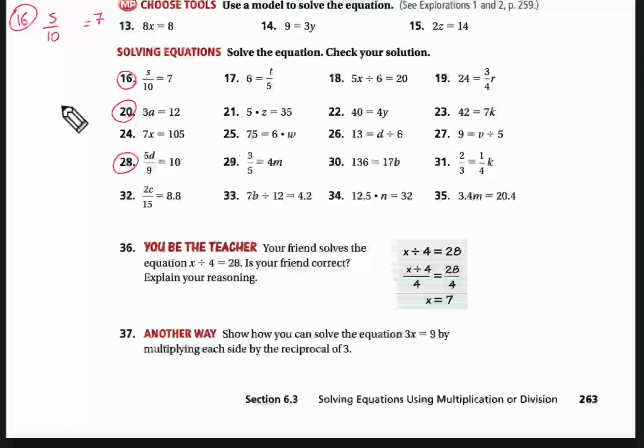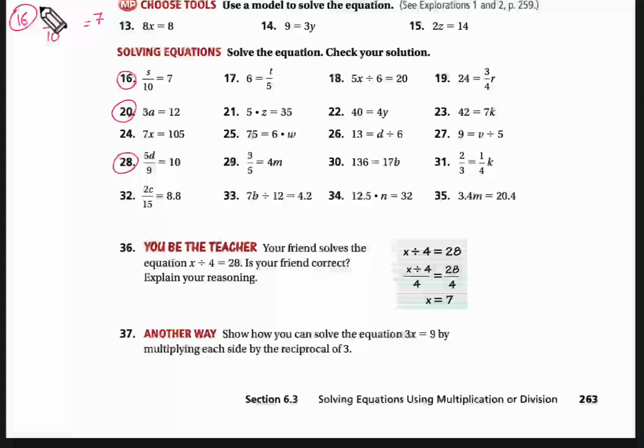We have s over 10 equals 7. What should we do? We need to solve the equation. We will undo the division. How? Multiplication. By 7? What do you want to remove?